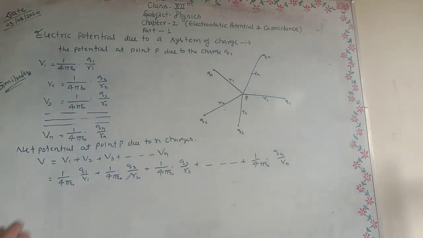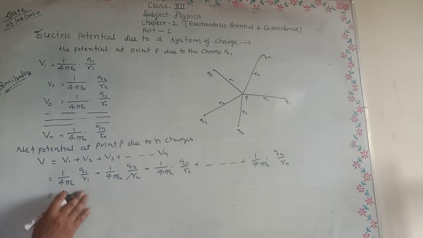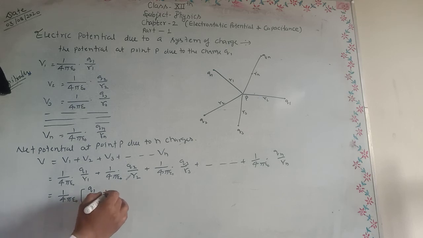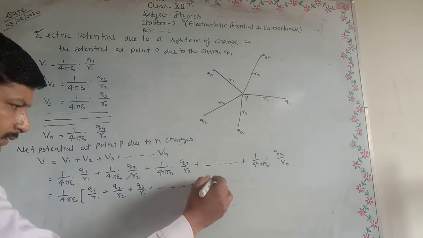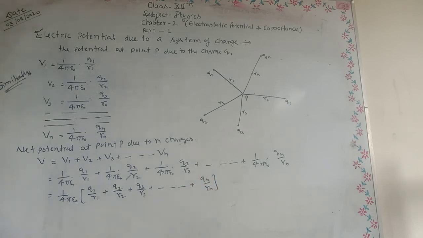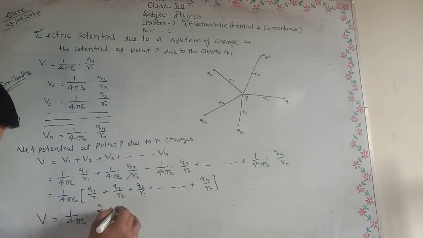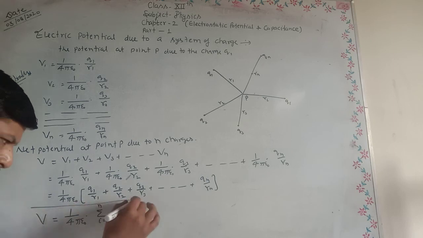Okay students, take something common. 1 upon 4 pi epsilon naught will be common, so what remains is Q1 upon R1 plus Q2 upon R2 plus Q3 upon R3 and so on plus Qn upon Rn. Okay student, understand? Then V is equal to 1 upon 4 pi epsilon naught into the summation from i equal 1 to n of Qi upon Ri, in volt.